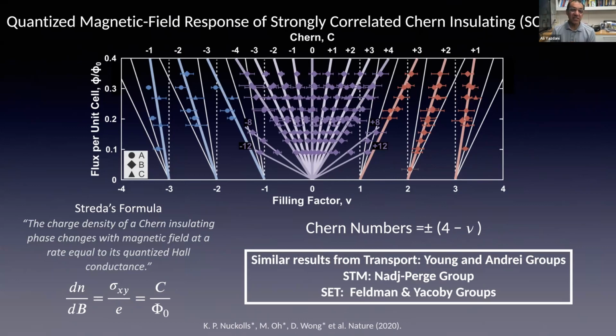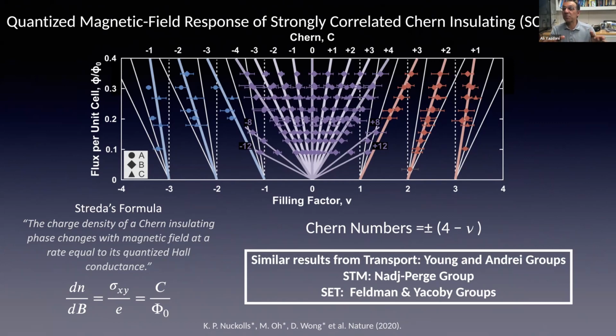And it turns out that you can do different types of measurements. You can do transport measurements where you observe a gap, or you can do a compressibility experiment, which is what Jacobi and Feldman did, which also observes a gap, and you get exactly the same plot.